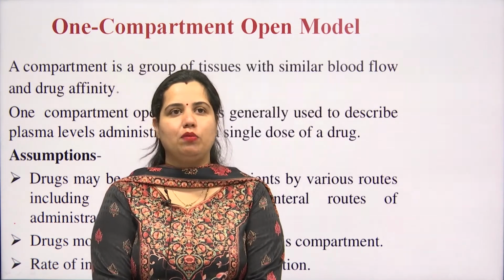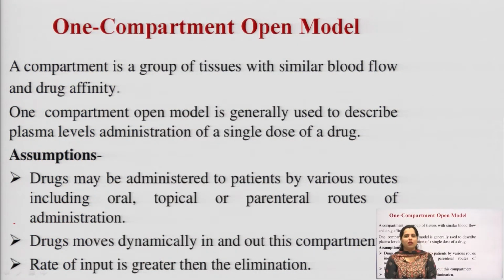One compartment open model. A compartment is a group of tissues with similar blood flow and drug affinity. As we discussed in the earlier session, one compartment means we are considering the body as a single compartment which has a similar blood flow pattern, and we are considering that the drug is distributing uniformly among all the body tissues in a similar manner. That is why we are considering it as a single compartment.